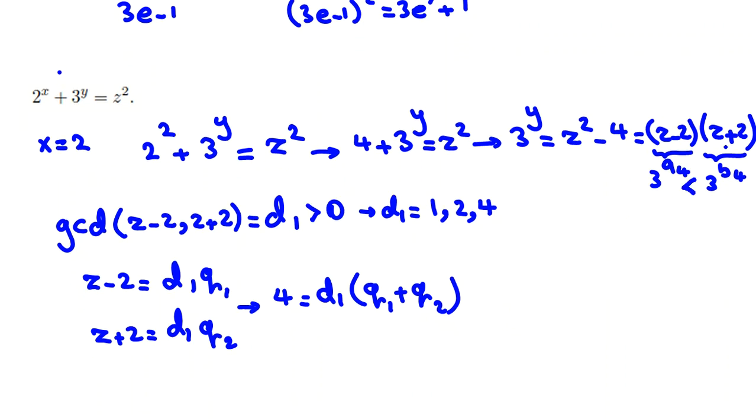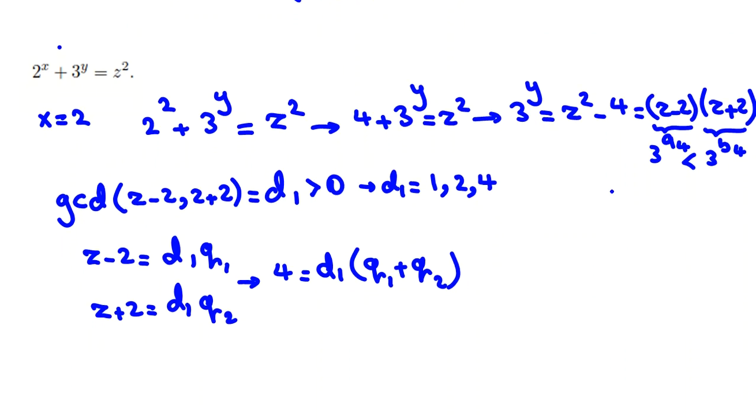So we can say what? It is less than this because it is 4 more than this. It is z minus 2, it is z plus 2. Their GCD can be 1, 2, 4, their common divisor. But because they are odd, 2 and 4 here are impossible. So the only GCD is 1.